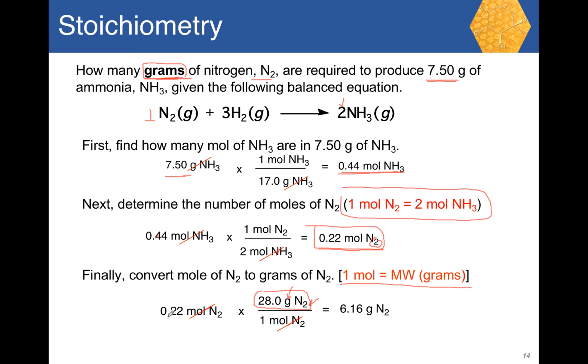Then you multiply 0.22 times 28.0 and you get 6.16 grams of nitrogen. Conclusion, it takes 6.16 grams of nitrogen to react using this equation here to give 7.5 grams of ammonia. So now you can see how they do this in industry.